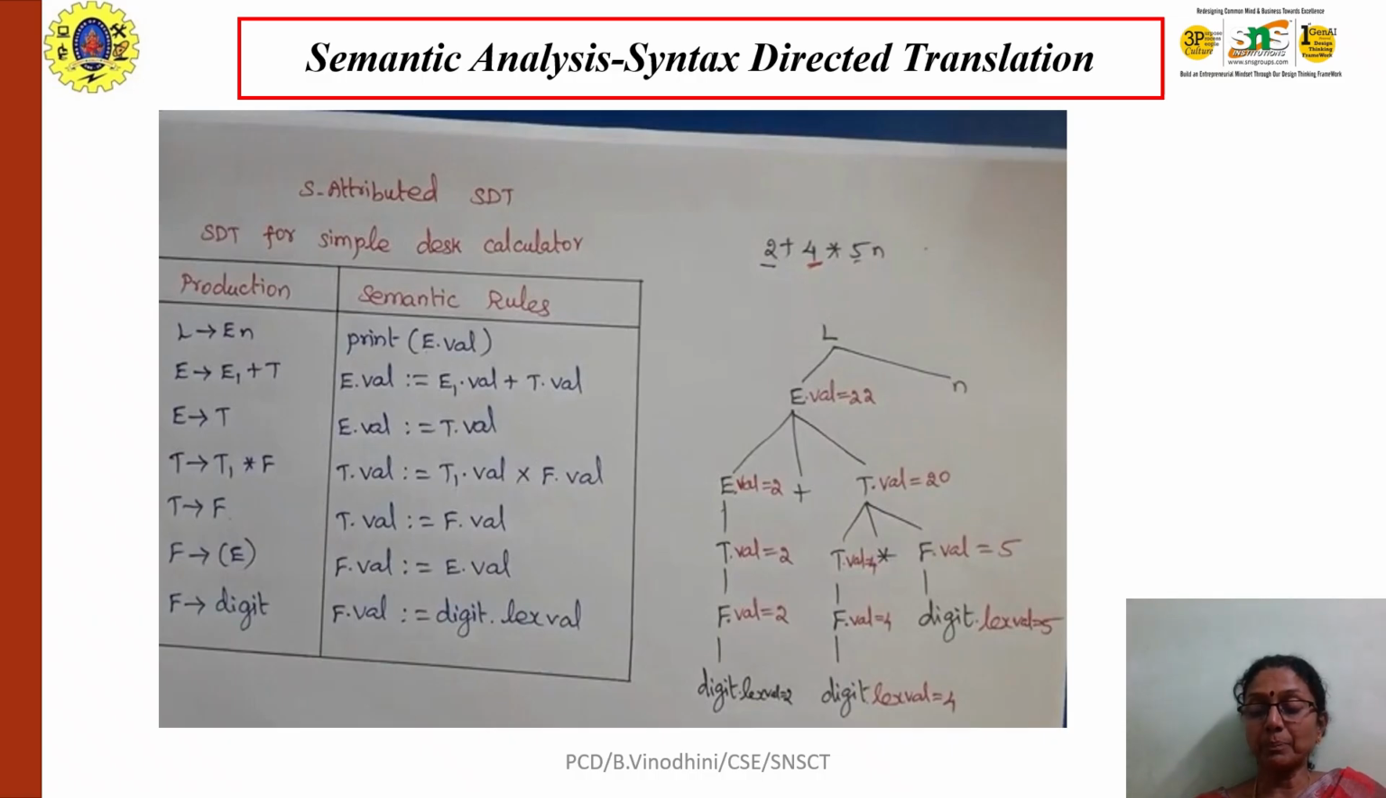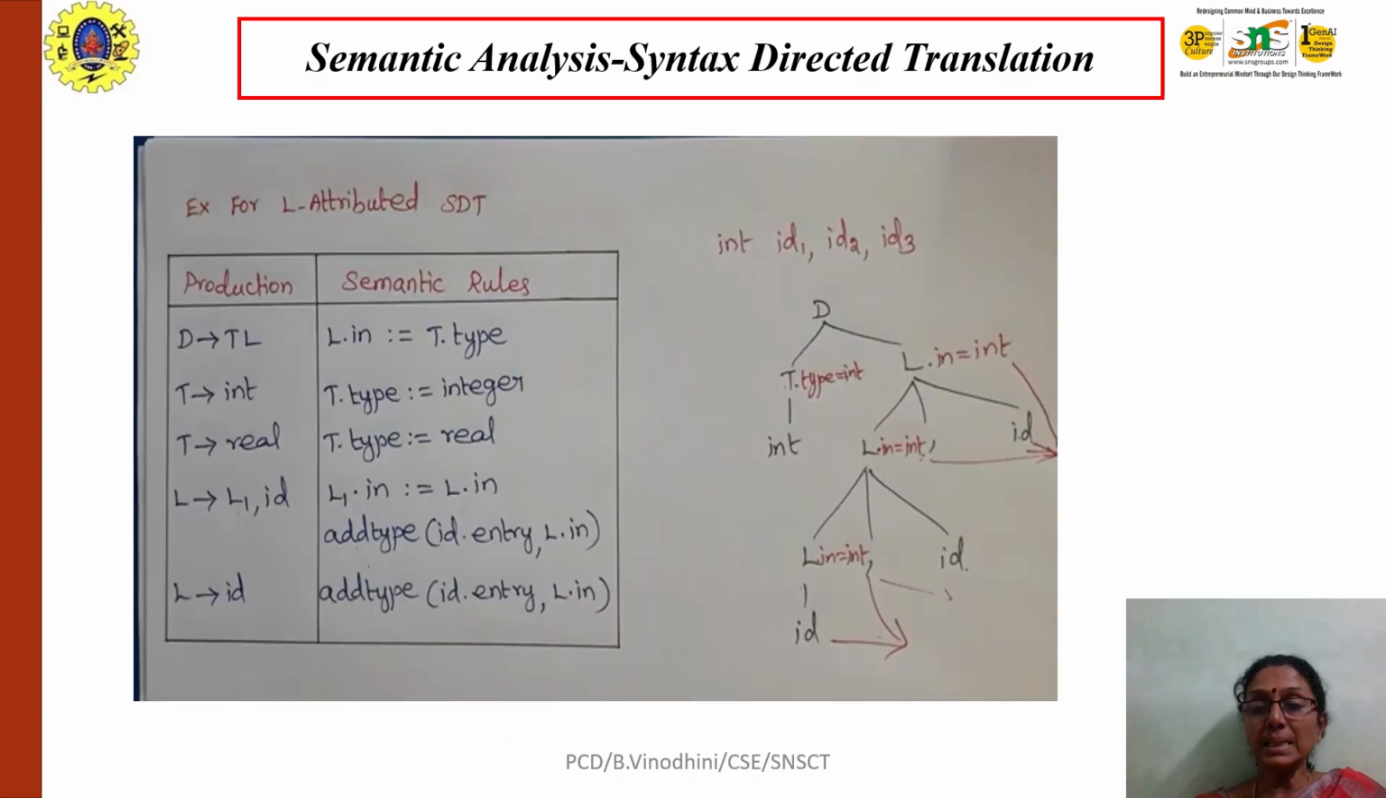Next we will see another example of an L attributed SDT. Can anyone guess what type of production it could be? Yes, this production is used for a declaration statement. Looking at the productions, the declaration contains a type followed by a list of variables. Then we have to define the types. The types may be int, real, and so on. This production contains only int and real.